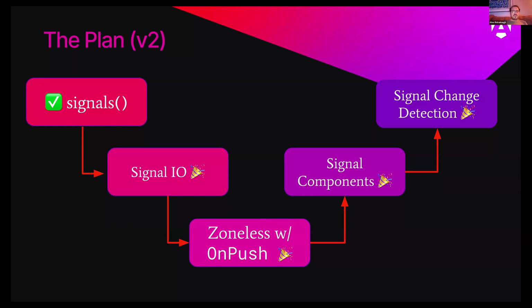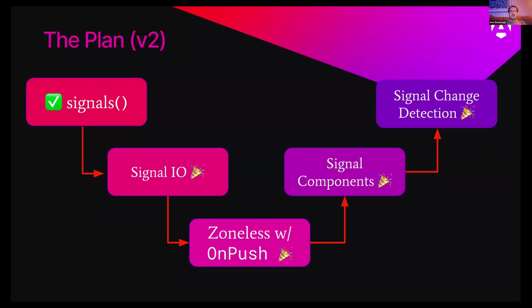So being able to use signal features in existing components. In 17.1, we shipped signal inputs. You can use them today. You don't have to convert to signal components. You don't have to convert all of your state to signals to start adopting signal inputs. And there's trade-offs here.